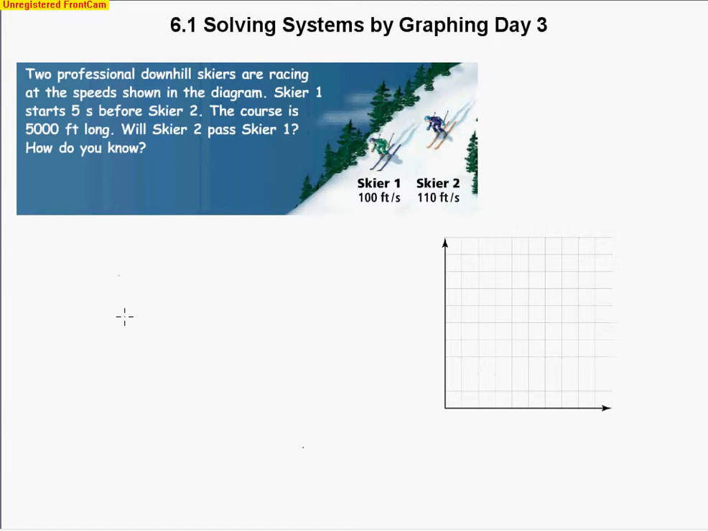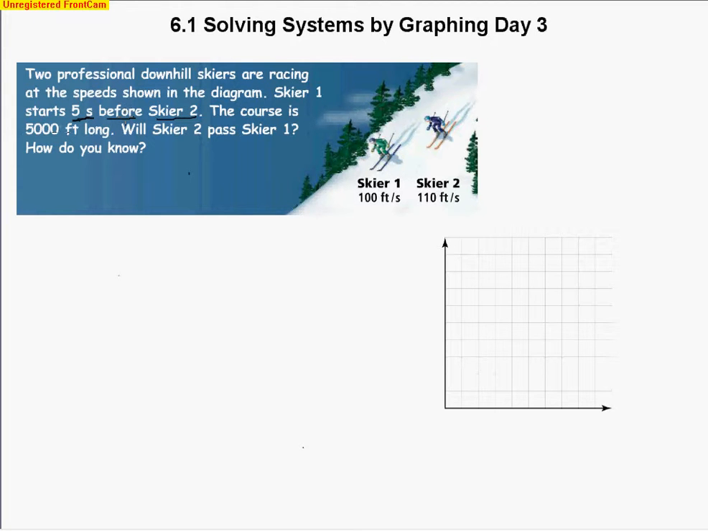This is the lesson for Chapter 6, Section 1, Day 3 on solving systems by graphing. Let's take a look at our first problem here. It's talking about two professional downhill skiers racing at speeds shown in the diagram. So here are their different speeds. And skier 1 starts 5 seconds before skier 2. That's going to be some important information.